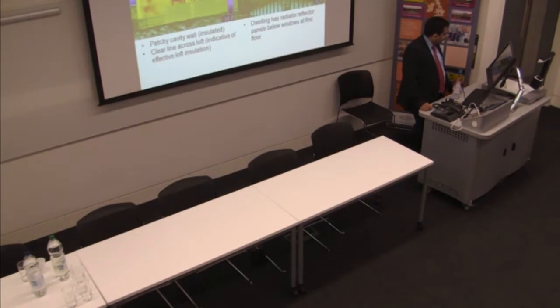Again, there are various things you can notice. For instance, there's a clear line across the loft on the left-hand side, and there's a dwelling which has a radiator reflector panel, which you can notice in the thermal image. So it's an X-ray vision. I would say every community group or every low-carbon community should have access to a thermal imaging camera to be able to raise awareness, because you suddenly have X-ray vision and you make energy visible. And saving something visible is much better than saving something which is invisible.